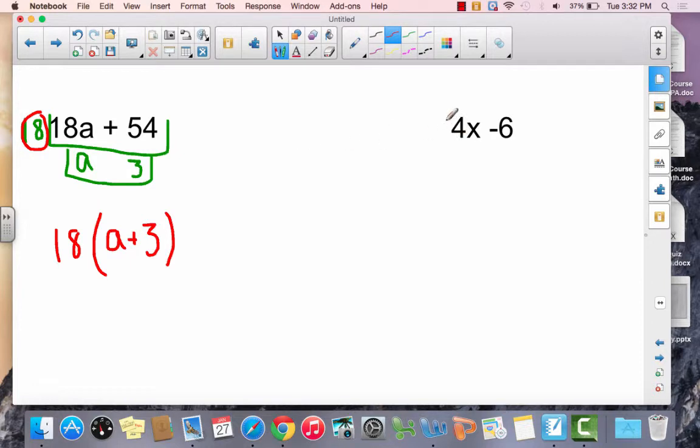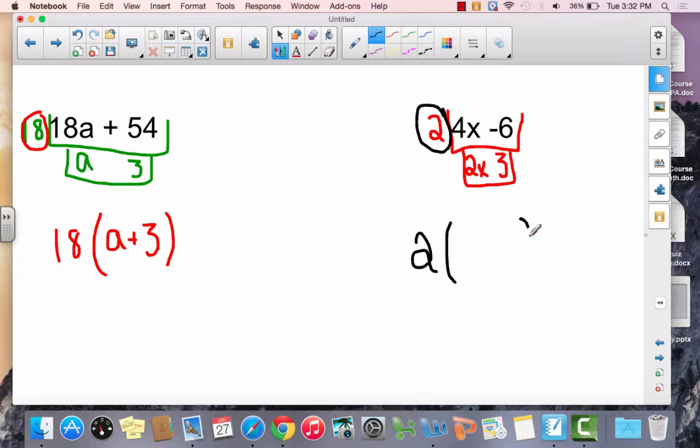My last example, 4x minus 6, I draw the cake. I know that 4x and 6 can both be divided by 2. 4x divided by 2 is 2x. 6 divided by 2 is 3. Add another layer to the cake. 2x and 3 don't have any common factors, so I take the common factor, which is off on the side. It stays on the outside of the parentheses, and then that bottom layer, 2x and 3, goes inside the parentheses, and I keep the minus sign from the original.